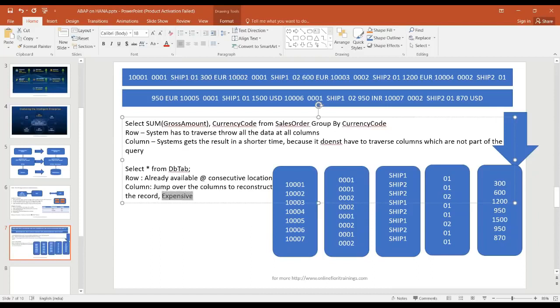Now, my question to all of you guys, my first question to all of you, what do you think? How many columns are in the Mara table?